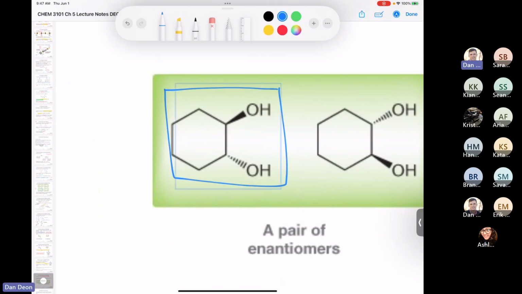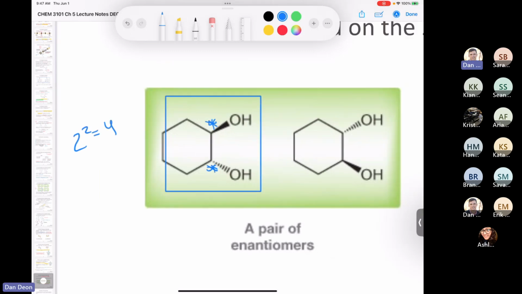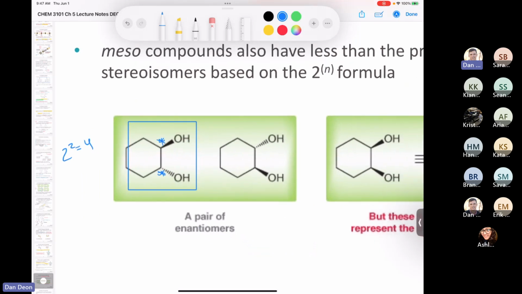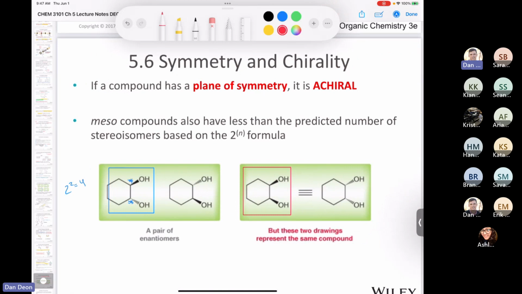It's got 2 stereocenters, right? 1, 2. So you might be tempted to say 2 to the power of 2 means I'm going to have 4 stereoisomers. Well, you do end up with this pair of enantiomers, but once you draw a diastereomer of it, this diastereomer that you see right here, I'll put it in a red box, okay? So these 3 compounds on the screen are all stereoisomers of each other. But if I flip both of those wedges to 2 dashes, these 2 compounds here are identical to each other, right? Because there's a plane of symmetry.